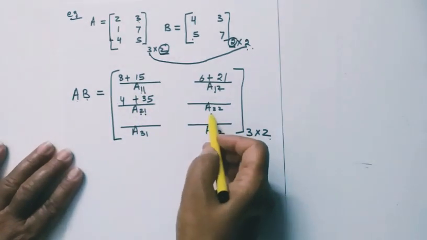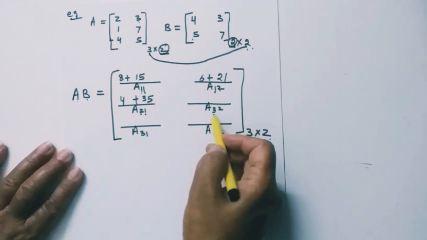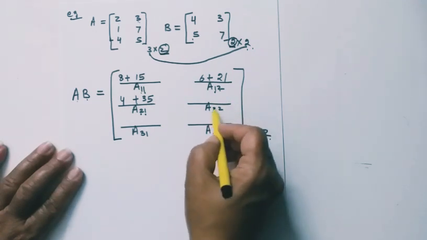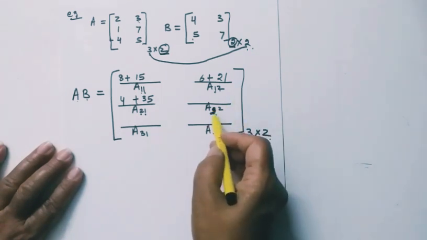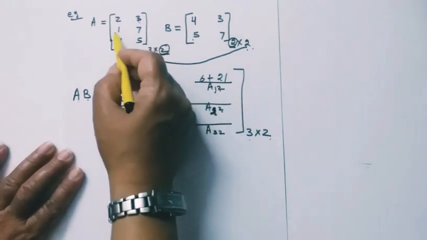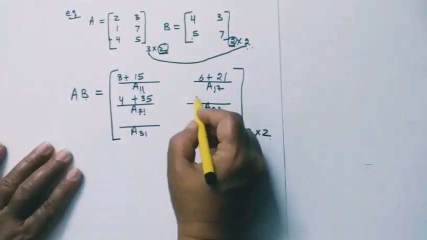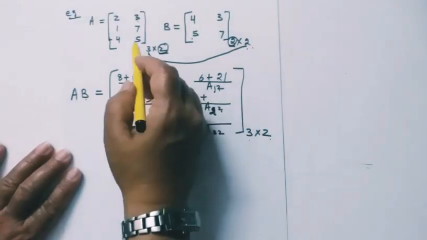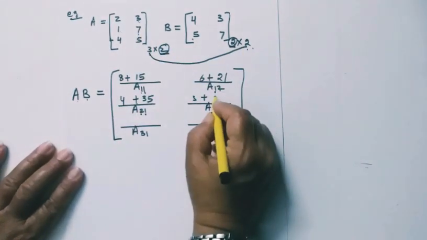To get this element A22, you have to multiply second row of A with second column of B. So this is the second row of A, this is the second column of B. 1 into 3 plus 7 into 7.